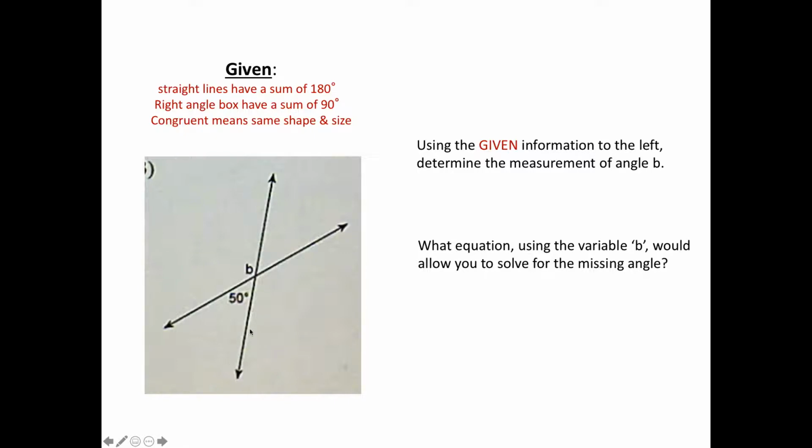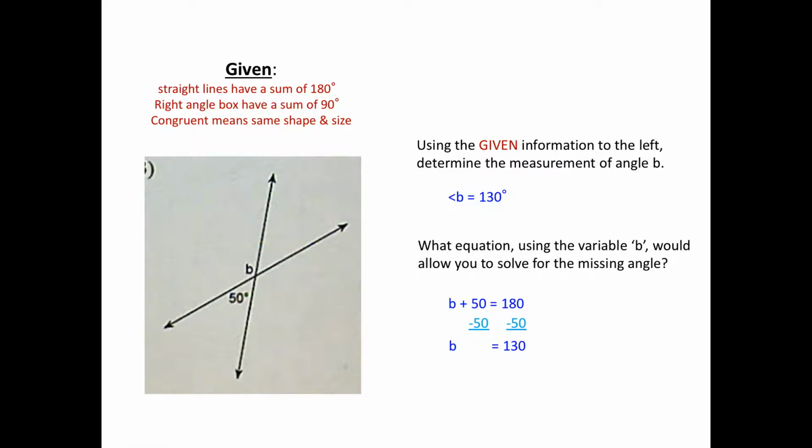They do make a straight line, and a straight line is 180 degrees. It tells me up here in my given information. So 180 minus 50 would give me this other piece, which is 130. The equation we would write is B plus 50 equals 180. Then to solve for B, just to confirm we're right, subtract 50 on both sides, and you would get 130. If you haven't already, pause your computer and write that information down.